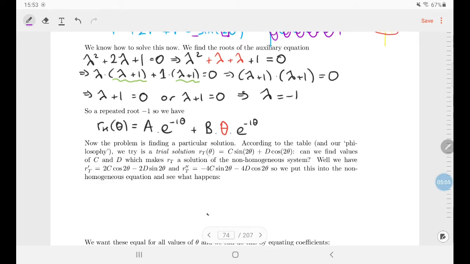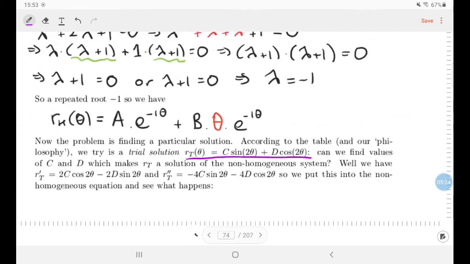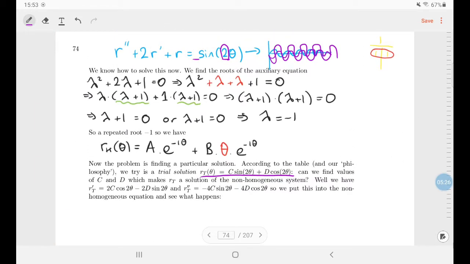So we try this trial solution. Definitely have the 2. We need a sine and a cos to capture it starting at not necessarily 0. And we multiply by c and d because we're not saying anything about the amplitude. So the question is, can we force this trial solution here into solving this blue equation up the top?